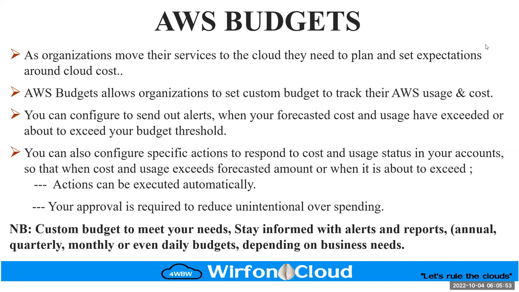So for example, I want to use 30 euros on AWS every month, and I may set an alert to say when my expenditure gets to 25 or 28 euros, please notify me. And then when you notify me, maybe I set up an automatic answer to say, okay, continue, or I can say no, stop the instance. So you can configure specific actions to react to your cost and usage status, so that the actions can be either executed automatically or they will need your approval, especially when it comes to overspending.